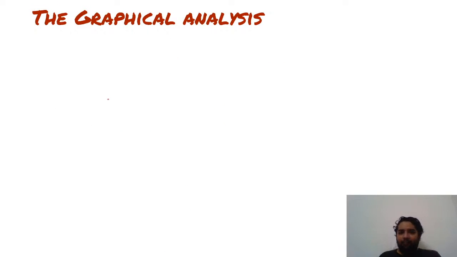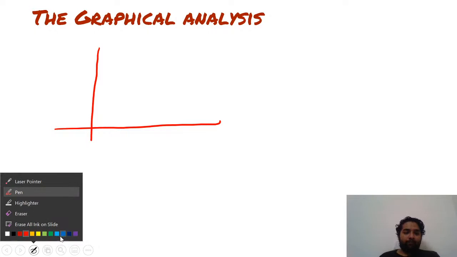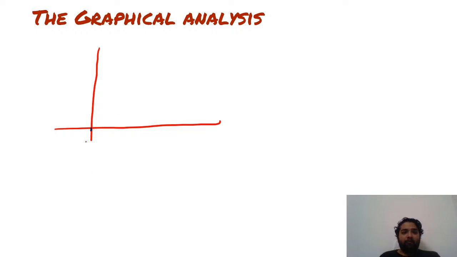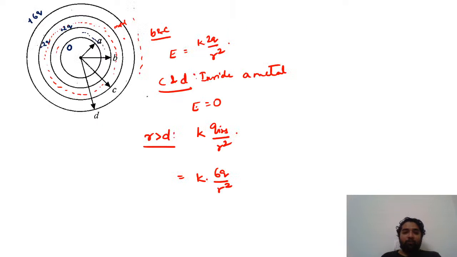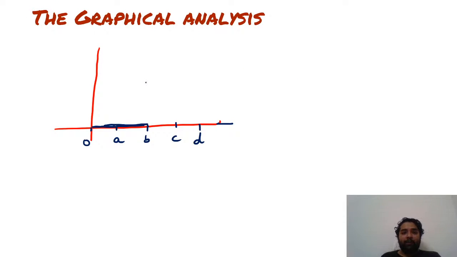So from this, the graphical analysis: if you want to draw the graph for this, how will the graph look? This is an interesting graph. From 0 to A to B to C to D and greater than D. From 0 to A it is 0, and from A to B also it is 0 because this is inside the metal. And here suddenly from B to C we get the value 2kq by r square. So it will follow a graph like this.